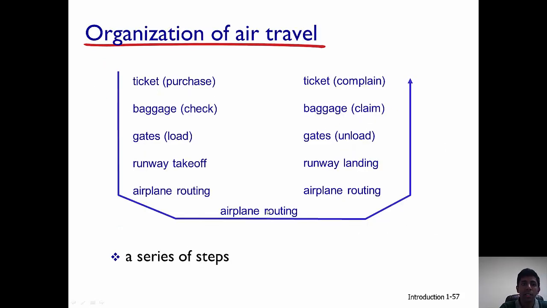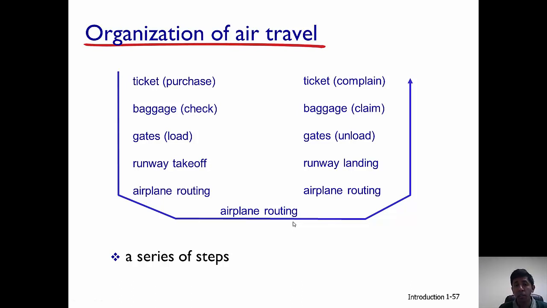So let's look at an example here. First, think of air travel. Air travel is a complex task, but it's easy because it's organized in layers. So let's consider this example. First, you purchase the ticket for air travel. Then when you reach the airport, you check in your bags, and then at the gates you load, and then the flight takes off on the runway.